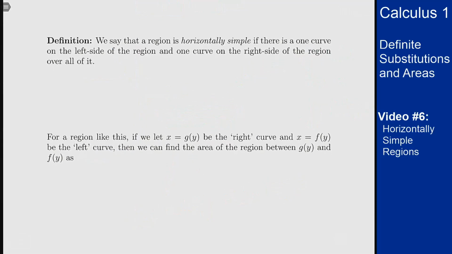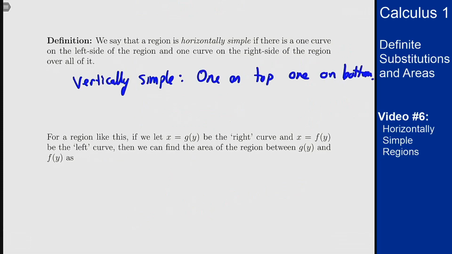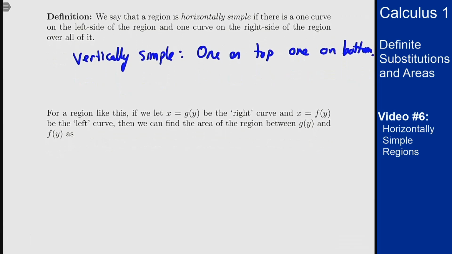So we say a region is horizontally simple if there's one curve on the left and one curve on the right the entire way. You want to think of this as related to vertically simple, which was one on top, one on the bottom. And just like top and bottom are bounds in the y direction, right and left are bounds in the x direction. And so we're now thinking about this as bounds on x, integral in y, as opposed to before, when we had bounds on y, integrals in x. So for a region like this, we let x equals g of y, where we're thinking about x as a function of y, be the right curve, and x equals f of y be the left curve.